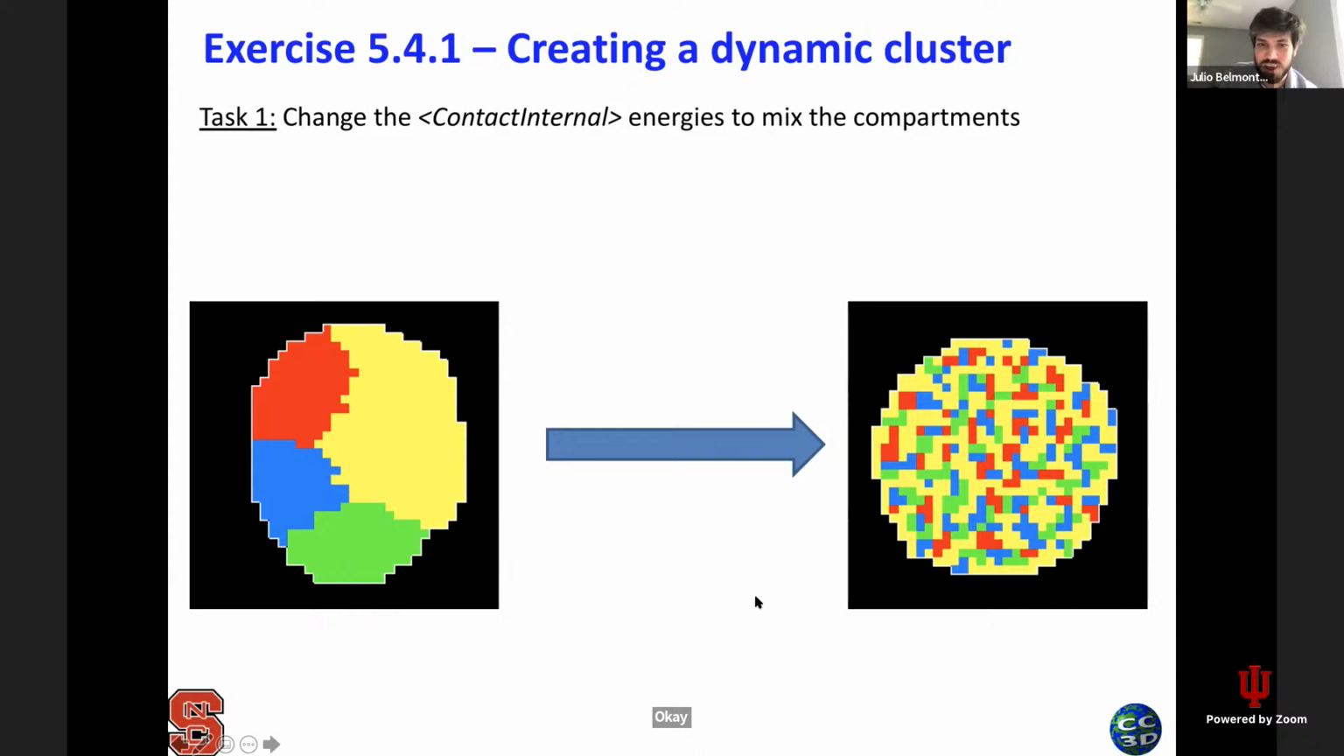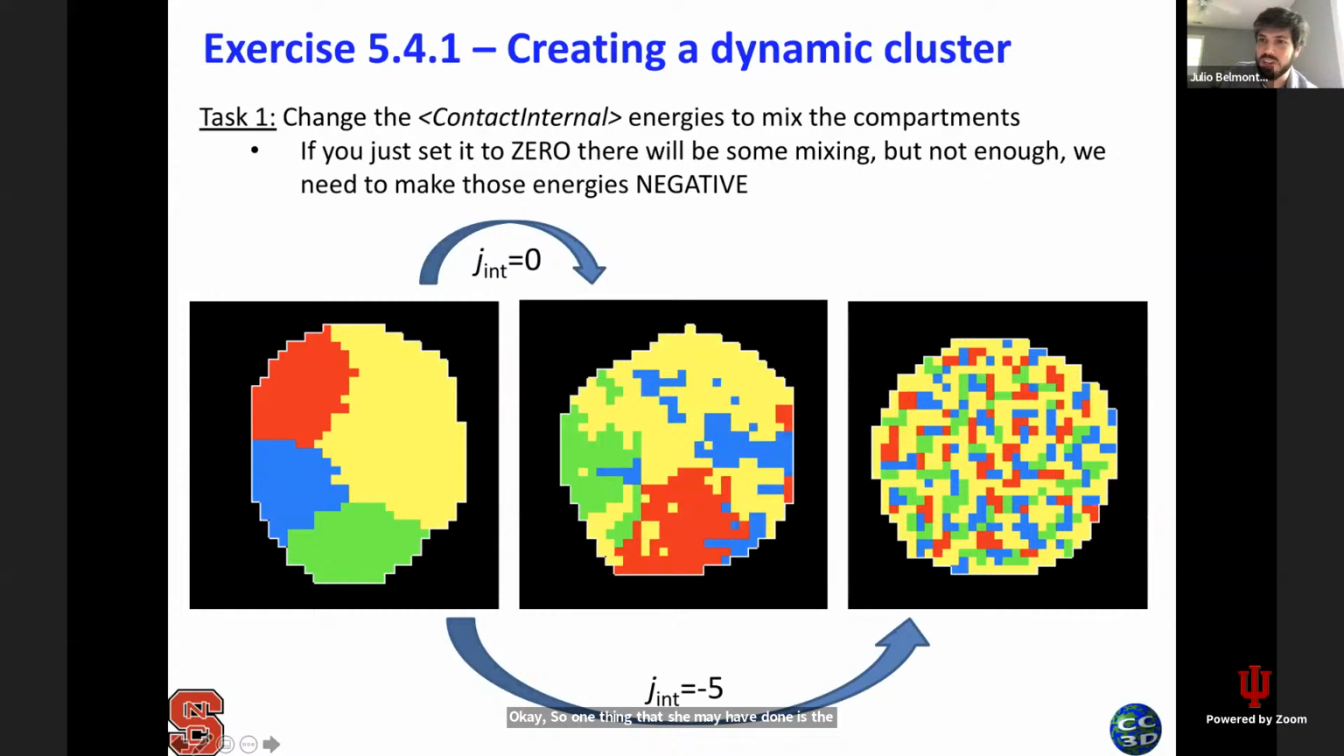Okay. So one thing that you may have done is the following. You may have just tried to make those additional energies zero. Because if they're zero, they don't care if they are next to a pixel of their own compartment or a pixel of a different compartment, right? However, just setting the internal energy to zero does not quite get there, exactly as I said before: the pixel copies can only happen from an existing pixel of that same type. So there is a history. There's always this little correlation between where a blue pixel is and where another blue pixel is. They are still spatially correlated because of the way you update the pixels.